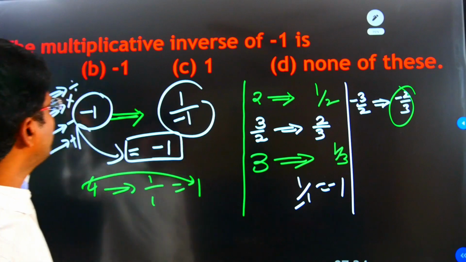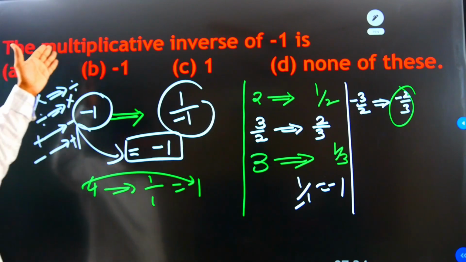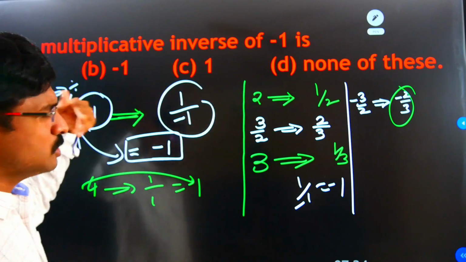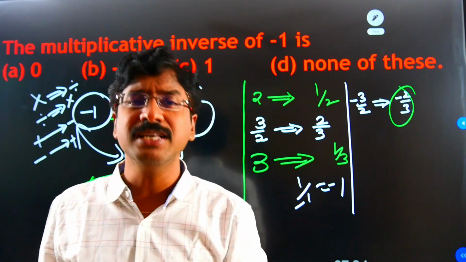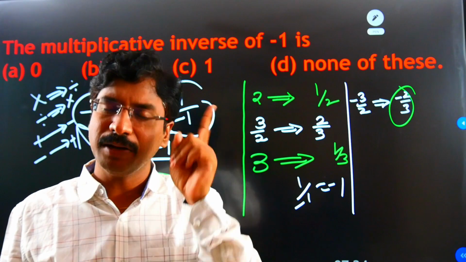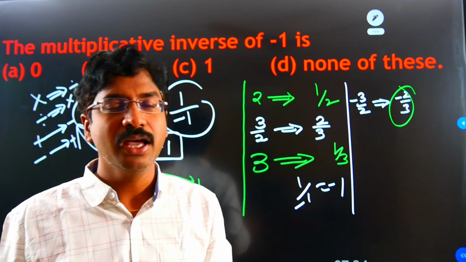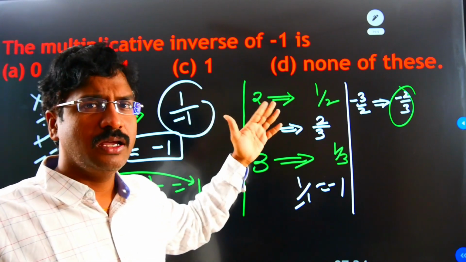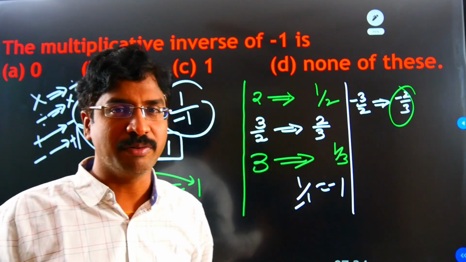There are many answers given. 0 is there, so you will think differently. None of these, like that. So the inverse multiplication of -1 is -1 only. The inverse multiplication of +1 is +1 only, like that. Maybe you will get this type of question, not only the exact question. If you get the exact question, that is very good for you, right?